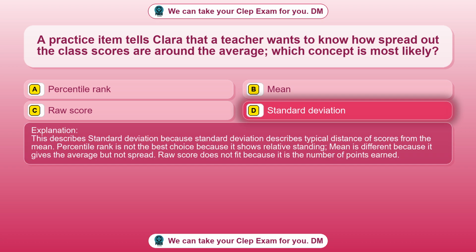This describes standard deviation because standard deviation describes typical distance of scores from the mean. Percentile rank is not the best choice because it shows relative standing. Mean is different because it gives the average but not spread. Raw score does not fit because it is the number of points earned.